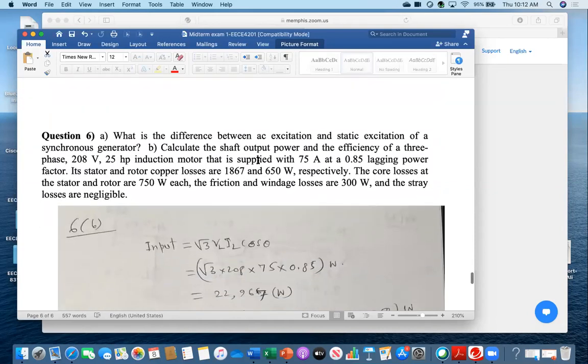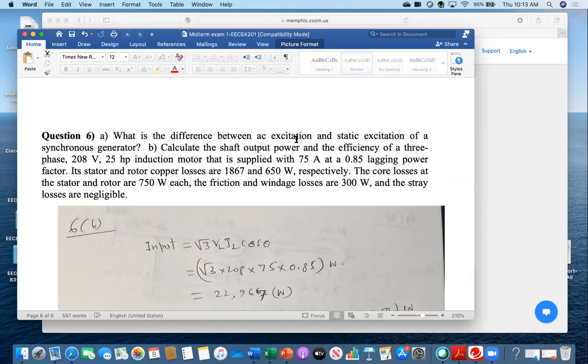Question number 6: what is the difference between AC excitation and static excitation of a synchronous generator? So this is the synchronous generator question. You remember that in the class we discussed there are 3 types of excitation to magnetize or to excite the field. One is called AC excitation. AC excitation means you have a small size AC generator mounted on the same shaft of the main generator or of the field.